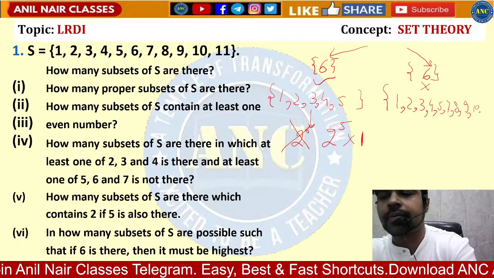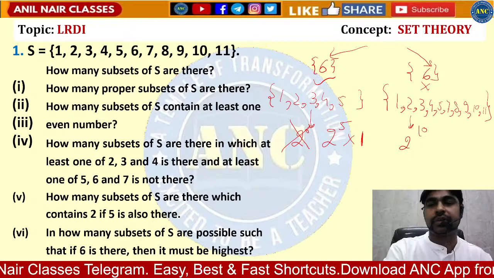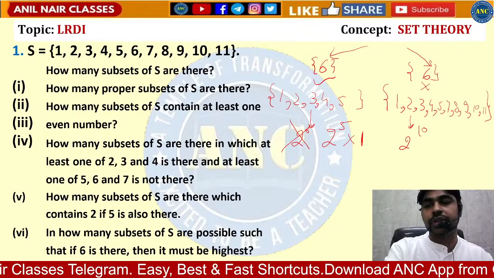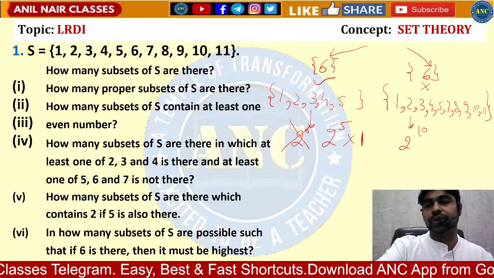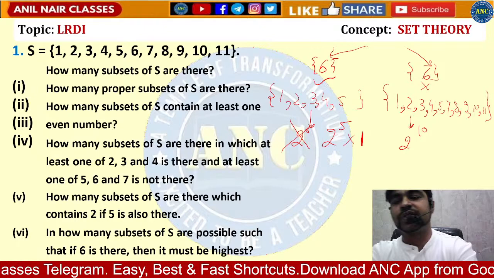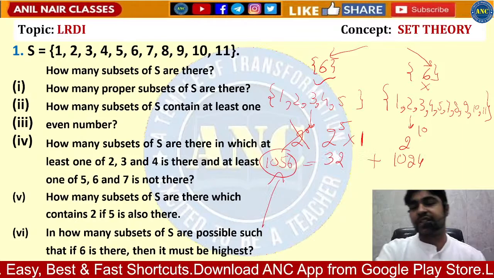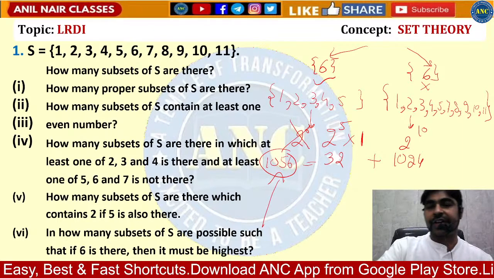And that would be 2 to the power of 10. Okay. 2 to the power of 10 is 1024. 2 to the power of 5 is 32. So the summation of that would be 1056. So 1056 would become the answer to this particular question.